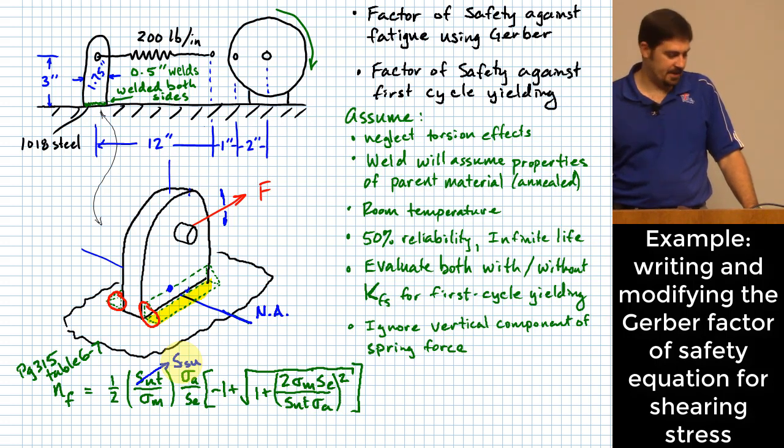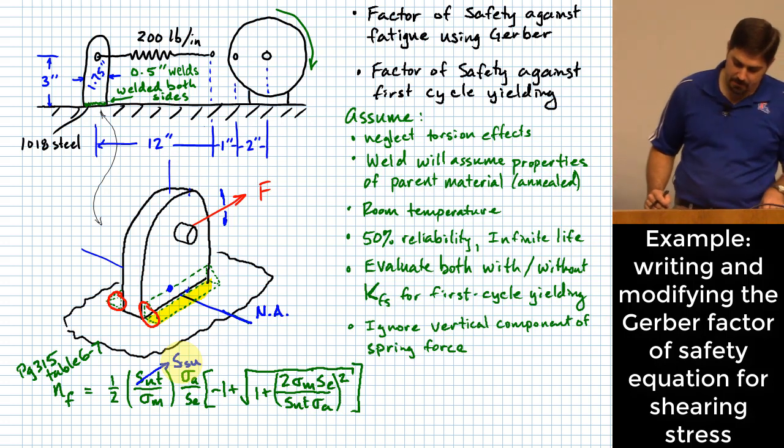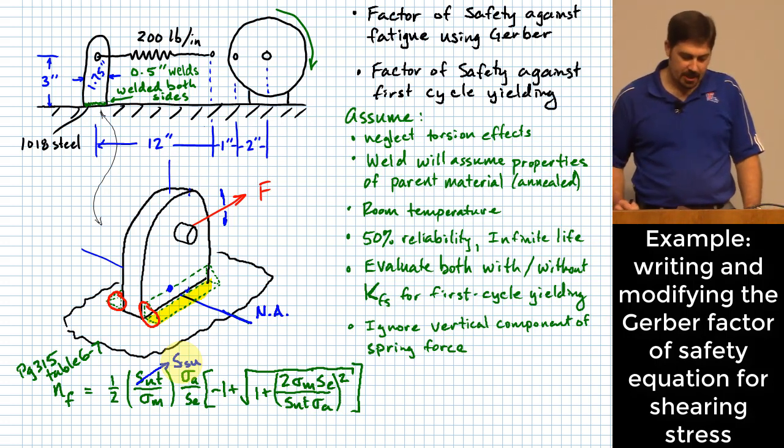Okay, that is one of the things that it has in there, a way to estimate what your ultimate strength is for the purposes of fatigue, based on S sub ut. What else do we need to change, you think?